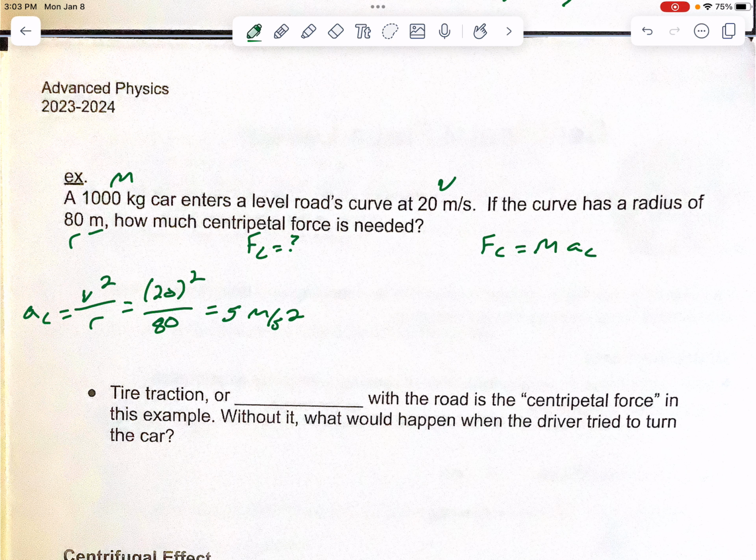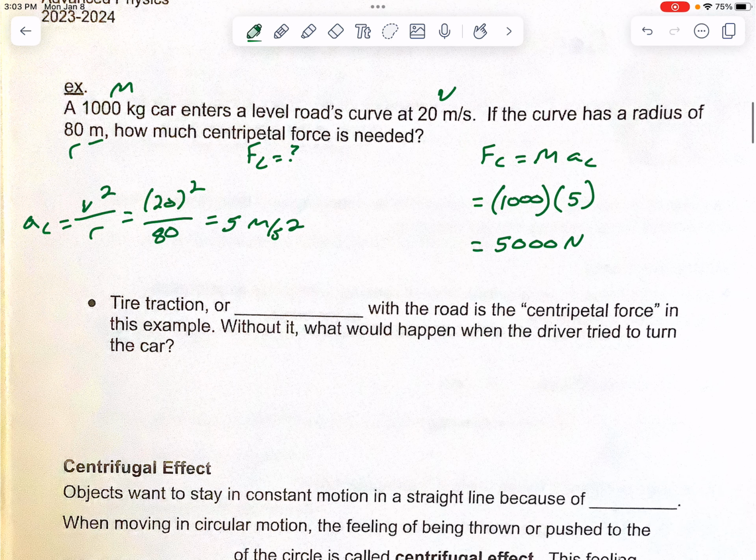Now you know your acceleration, so we can come back over here. We take our mass, 1,000, multiply it by your acceleration, which is 5, and you get a centripetal force of 5,000 newtons. Remember, your units for force is newtons. Now in this example, tire traction or friction with the road is the centripetal force.